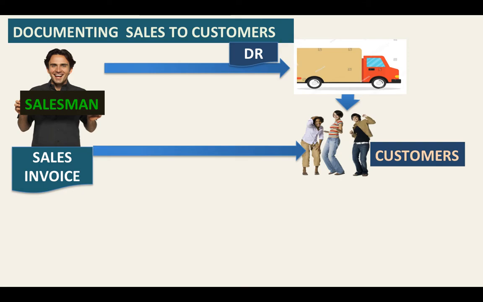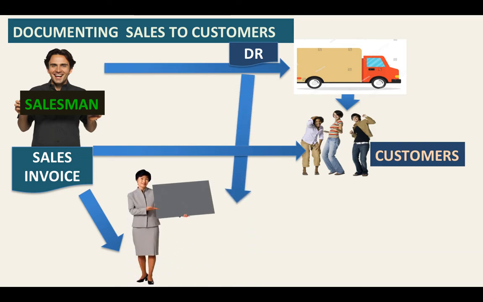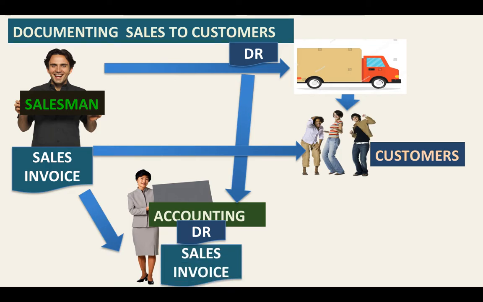and then he will instruct the delivery of the items to the customers. Okay? So the customers will now receive the items ordered. Okay? And then the sales invoice will be given to accounting, so accounting can record the sales transactions. Okay, so the accounting now will record the sales based on the DR and on the sales invoice. Kaya minsan di na rin hinihintay yung DR, okay?